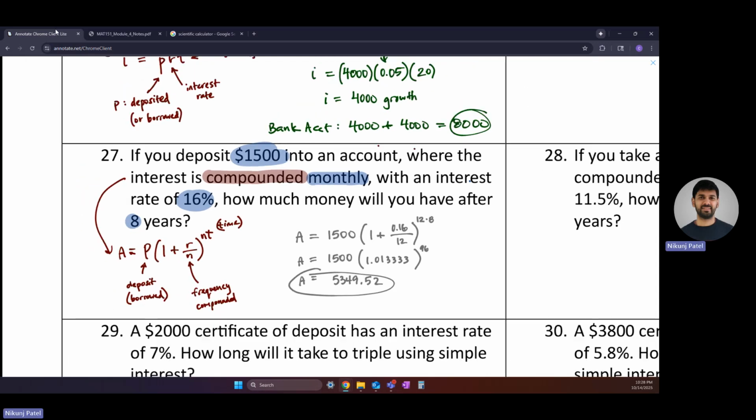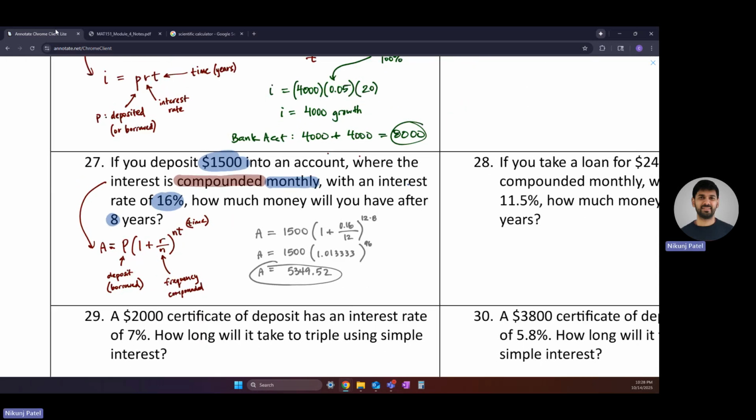So on number 28, it works similar to the formula we used in number 27. So try to do 28 and then compare it with the key and use the same formula that we used in 27.